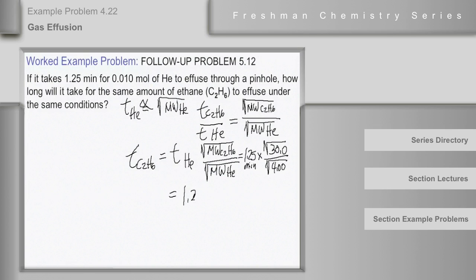So this will be 1.25 times approximately 5.48, which is the square root of 30, divided by 2.0, and that gives us 3.42 minutes for effusion of C2H6. Now remember, this problem was in terms of the times. The rates of effusion are inversely proportional to the molar mass should you come upon a problem that talks about how the rate of diffusion of two gases compares.